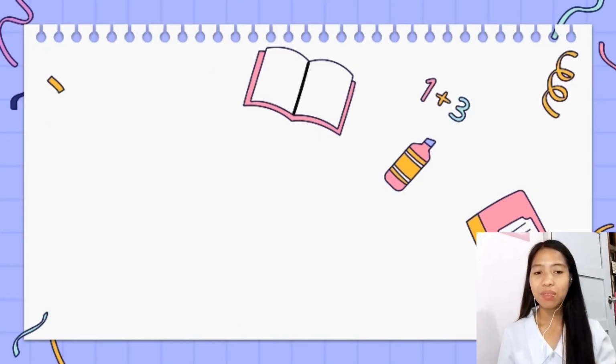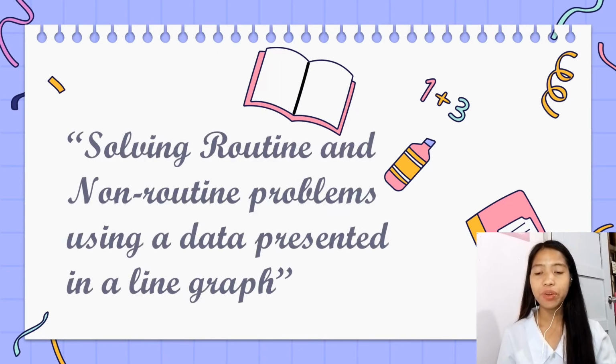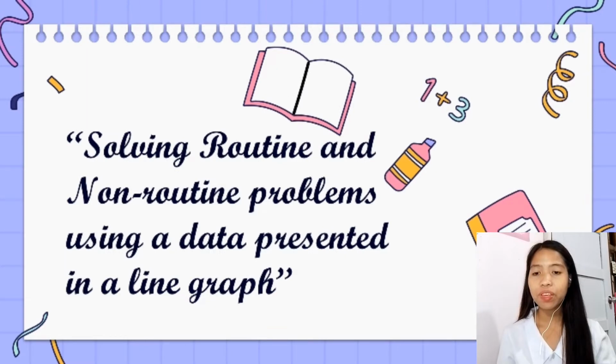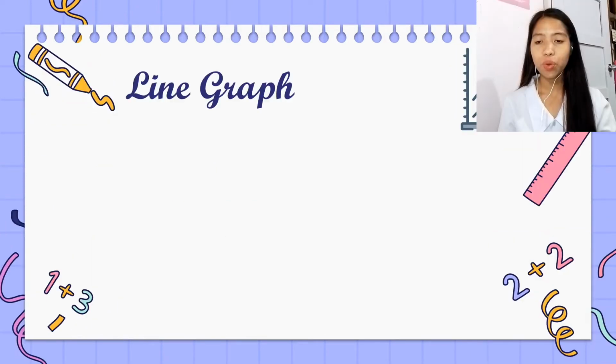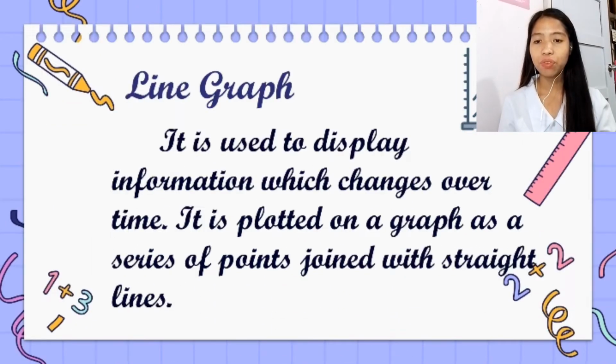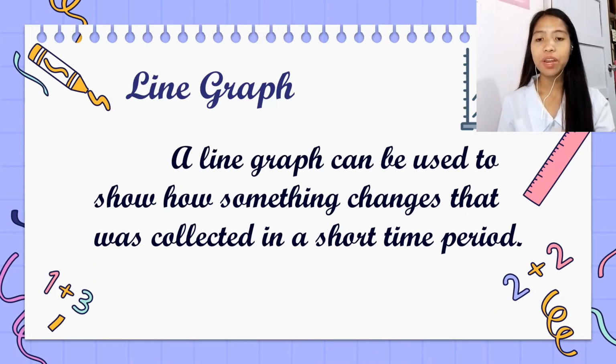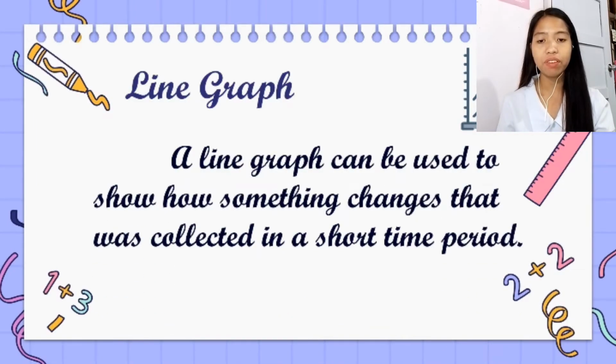Okay, now let's proceed to our new topic for today. Our topic for today is solving routine and non-routine problems using data presented in a line graph. But first, what is a line graph? When we say a line graph, it is used to display information which changes over time. It is plotted on a graph as a series of points joined with straight lines. Also, a line graph can be used to show how something changes that was collected in a short time period.